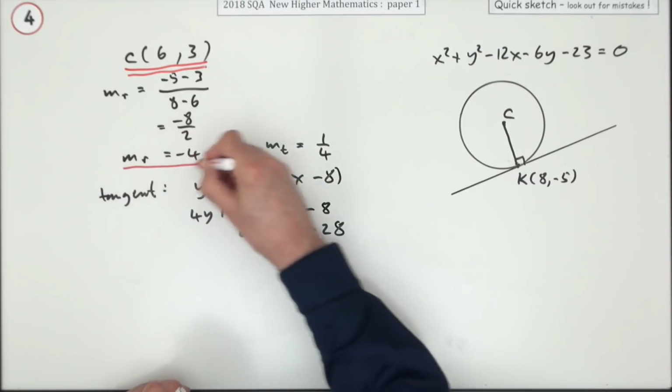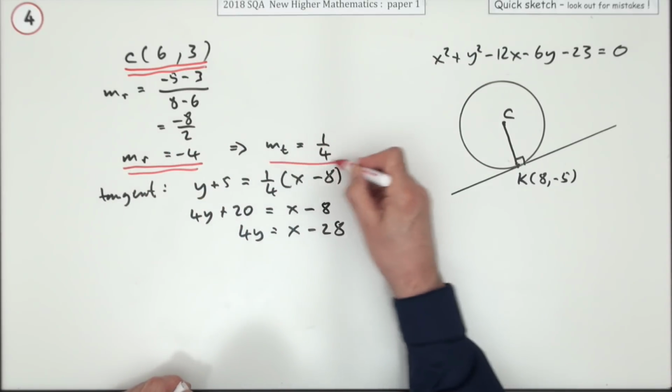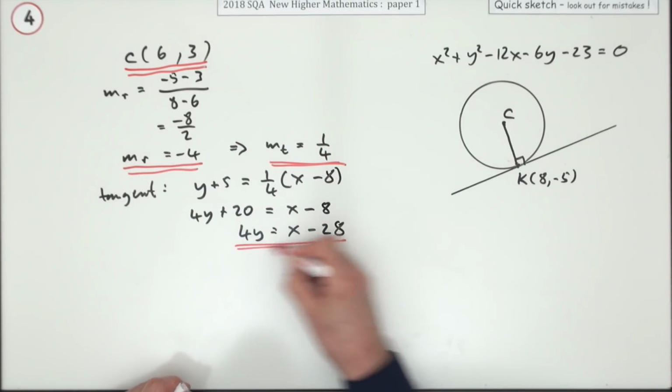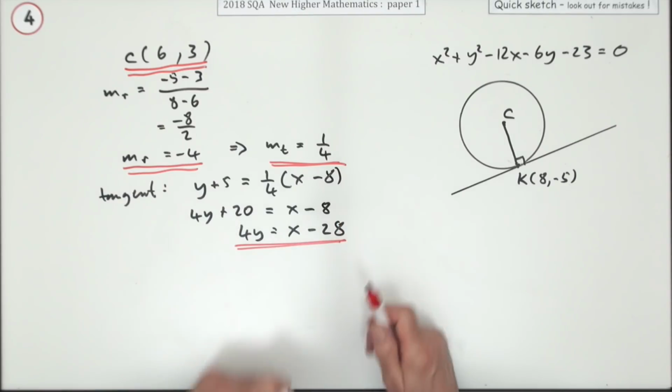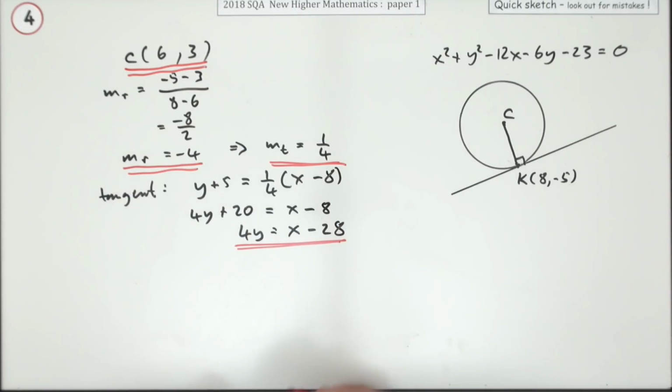Centre, there's a mark. Gradient of the radius, there's a mark. Gradient of the tangent, there's a mark. Final answer, as long as you've tidied up the two numbers into one, there's a mark no matter which order you put them in.